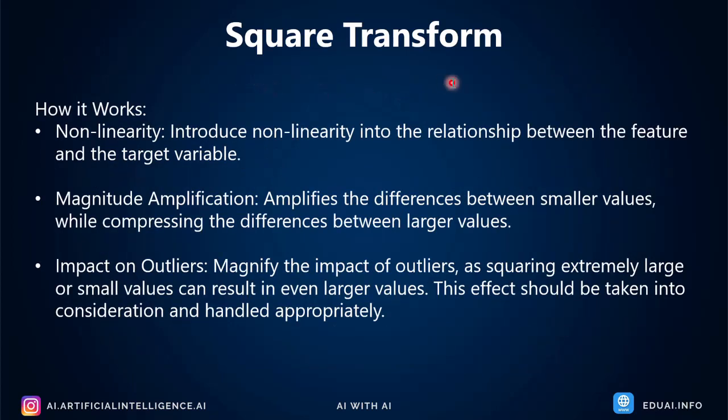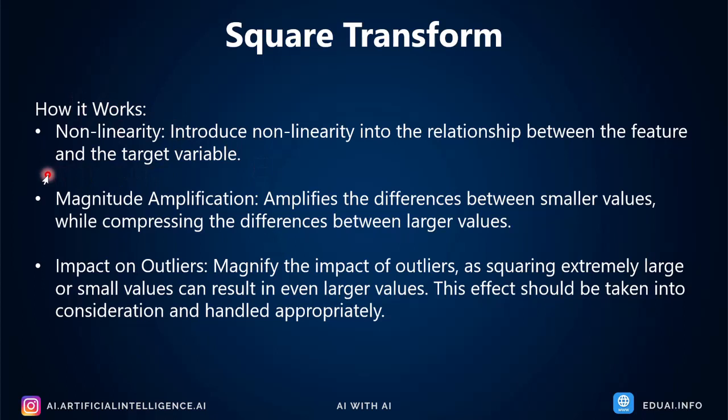Okay, how does square transform work? The squared values introduce non-linearity into the relationship between the features and the target variables. This allows for modeling more complex patterns and capturing curved relationships that a linear model might struggle to represent. So square transform introduces non-linearity into the relationship between the feature and the target variable. This is how it works.